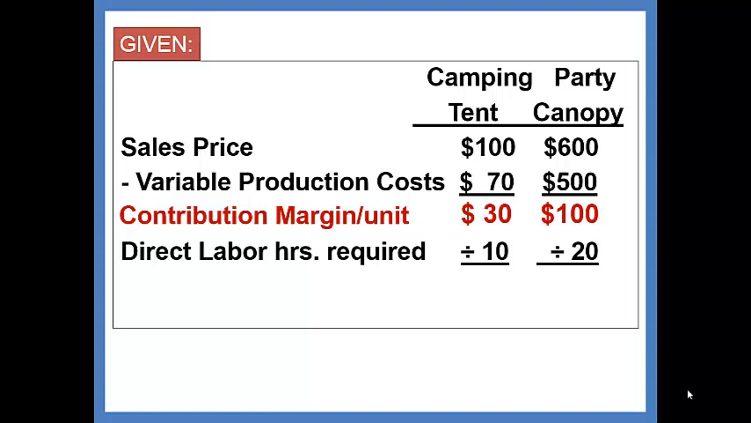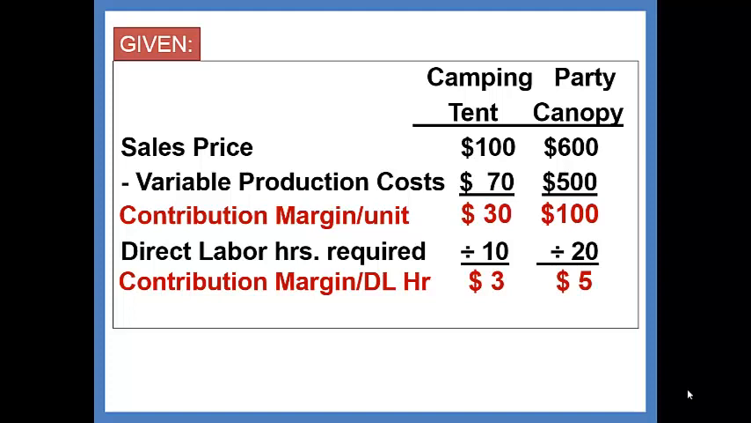But we do have a constraint, and that's our labor hours. So to get the contribution margin per direct labor hour, we'll need to divide by the 10 hours needed to make a tent and the 20 hours needed to make a canopy. So we'll calculate the contribution margin per direct labor hour, which is the contribution margin per constrained resource: $3 for the camping tent, $5 for the party canopy. So based on the constraint, the most profitable product is the party canopy, and it is based on the contribution margin per direct labor hour.